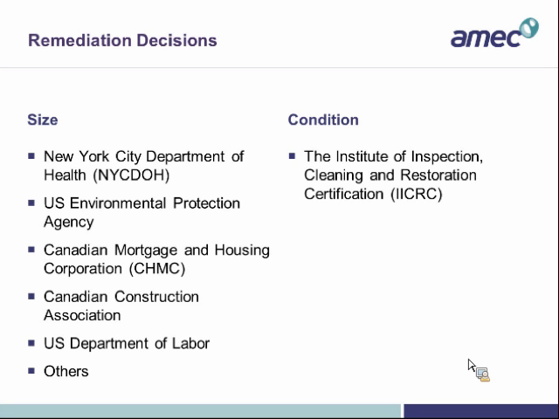And so from that, there are all these other size-based guidelines that have come out that really mirror the New York guidelines. So the US EPA guidelines and the Canadian guidelines all refer to similar quantities of mold and similar types of containment and PPE. One different organization, the Institute of Inspection, Cleaning, and Restoration Certification, does things a little bit differently. They actually don't base it on size, they base it on condition, and I'll talk about that in a minute.